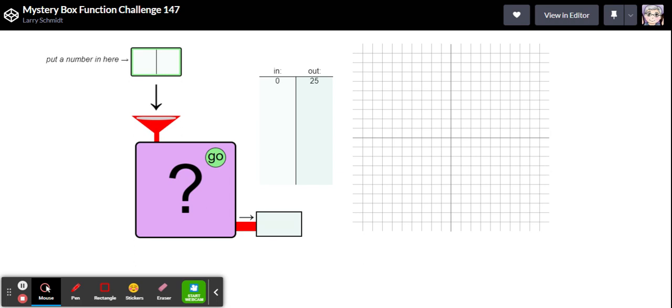Oh, that gives us 25. Okay, let's try a 1. 62, so that seems to be getting bigger and bigger. Let's try something pretty far out there. Let's put in an 8. Wow, 1,329. So something is going up really fast over on the right side of the graph.